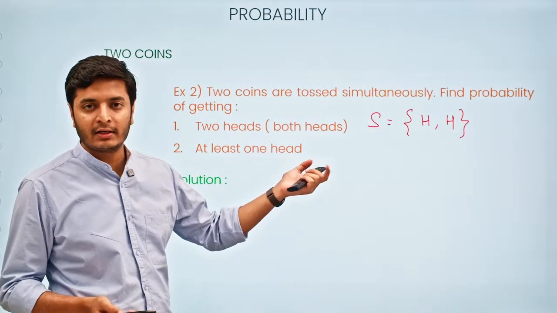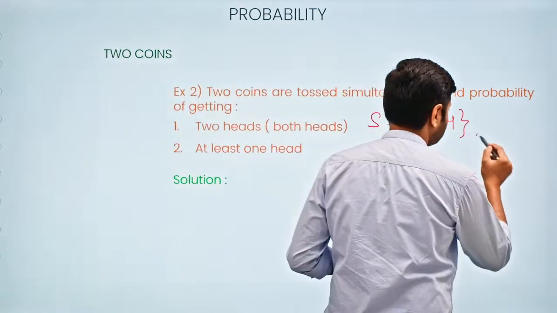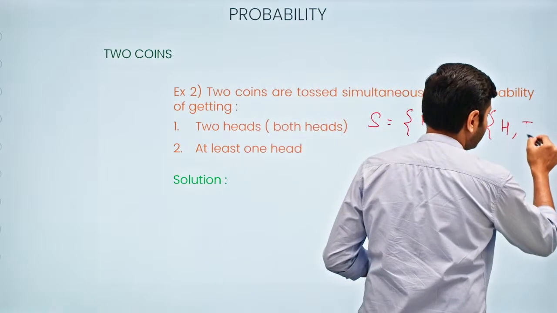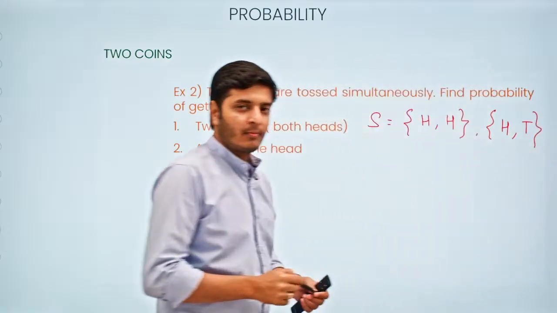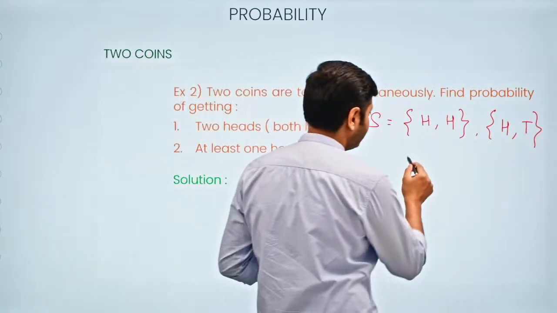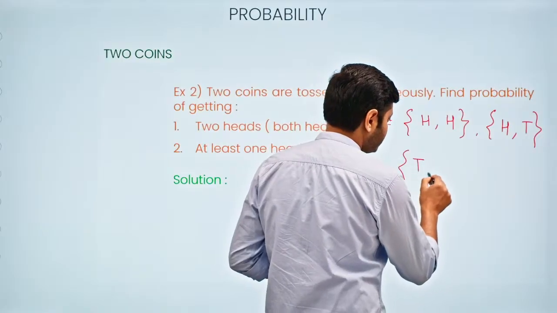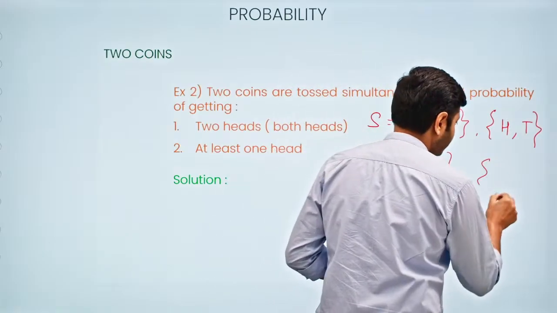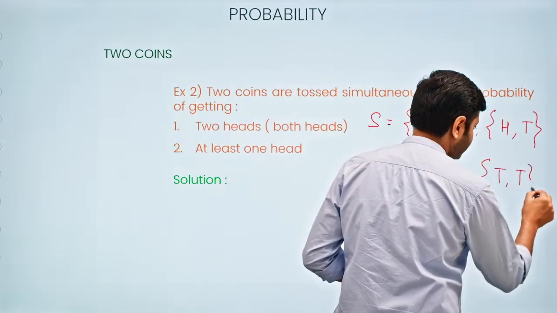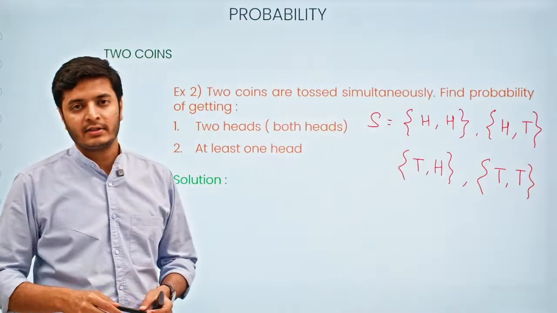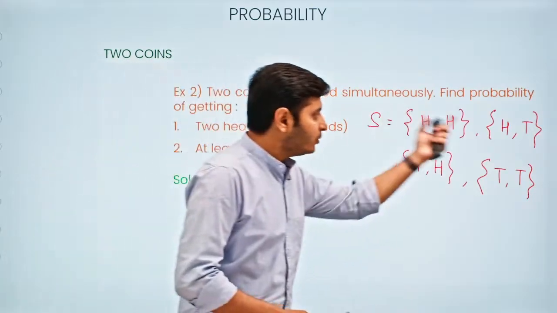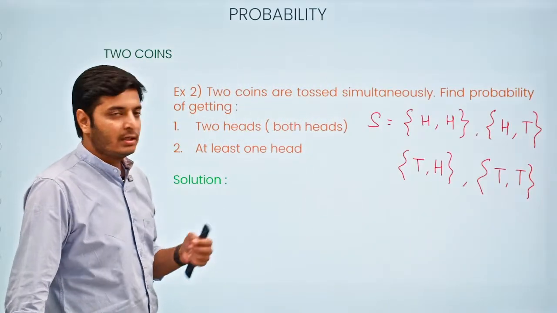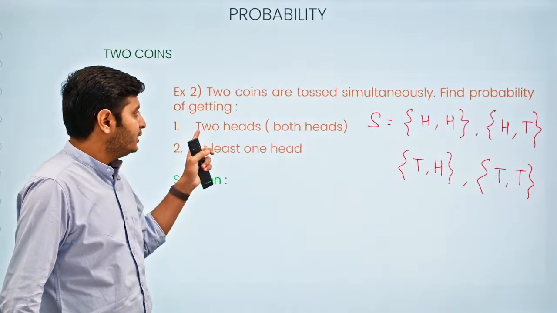One event can be that the first coin is showing me heads, but the other coin is not showing heads, it is showing tails. Correct. The third case can be that the first one is showing tails, but the second one is showing heads. And the last one can be both are showing tails. Both are landing facing tails up. Only 4 possibilities, correct?